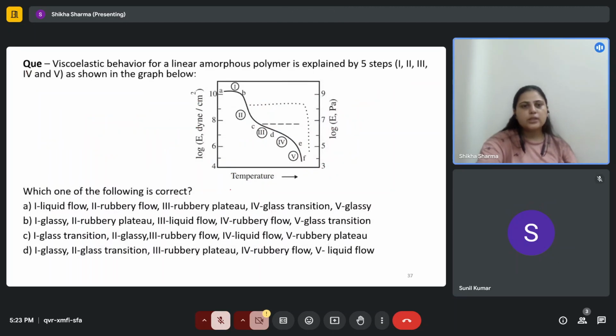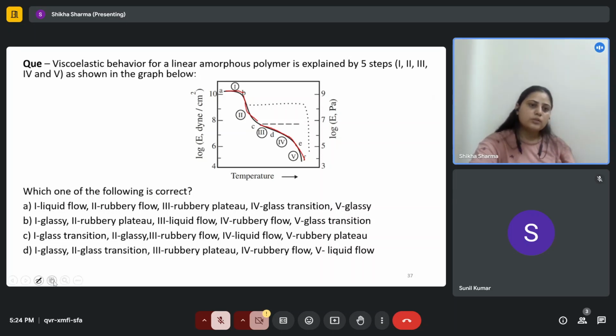So the next question is: the viscoelastic behavior of a linear amorphous polymer is explained by 5 steps, which are given in the curve. Here the x-axis is temperature, the y-axis is the modulus. A to B is the first, B to C is second, C to D is third, D to E is the fourth region, and E to F is the fifth region. Which one of the following is correct?